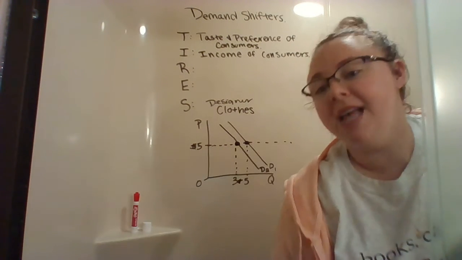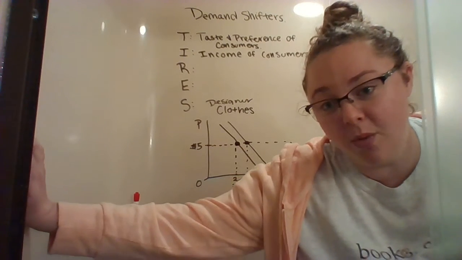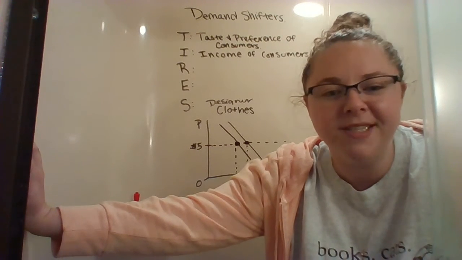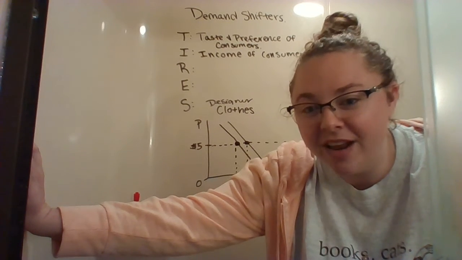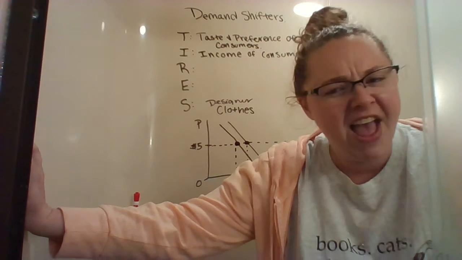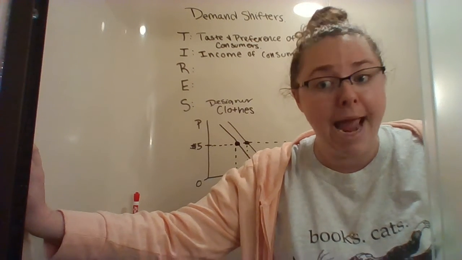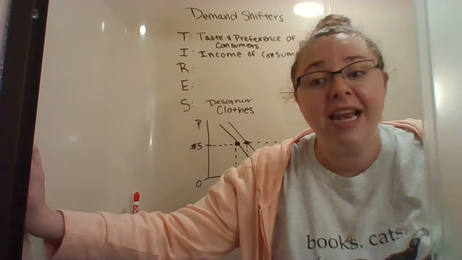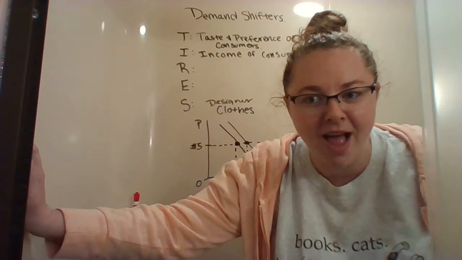Now, if all of a sudden everyone started getting raises at work, let's say every single person on this planet started to increase their income. Everyone was getting raises, everybody was getting jobs, higher paying jobs, like bam. And people had even more money to spend. Which way are we going to shift the demand line?